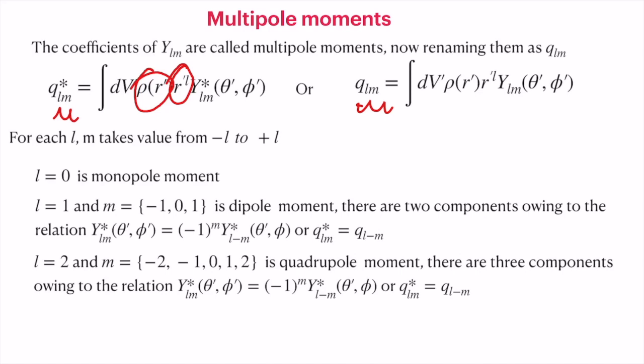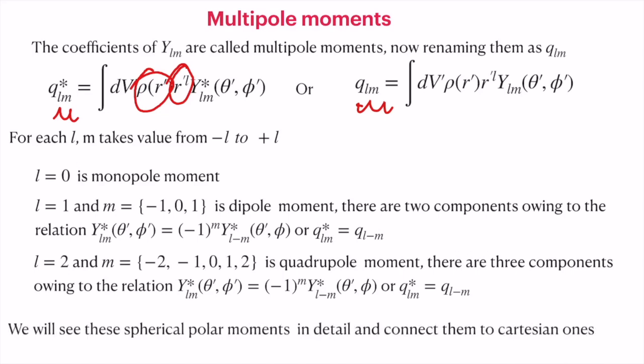You can also have a higher multipole, but often their significance is not so much, because when L is larger, the powers of r fall off very rapidly. And here let's look at the individual moments and try to connect them with the Cartesian moment.